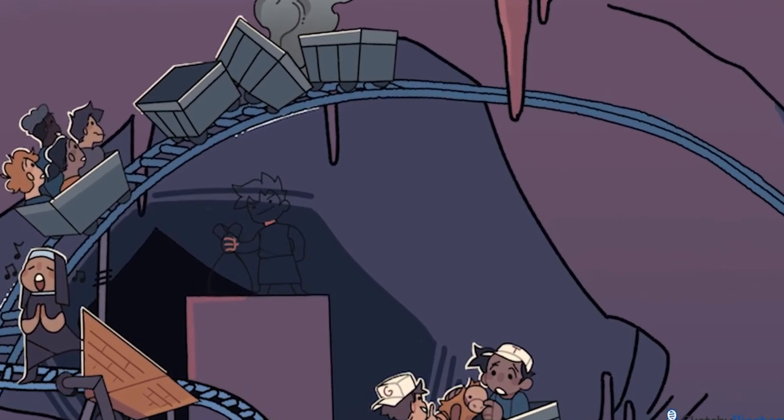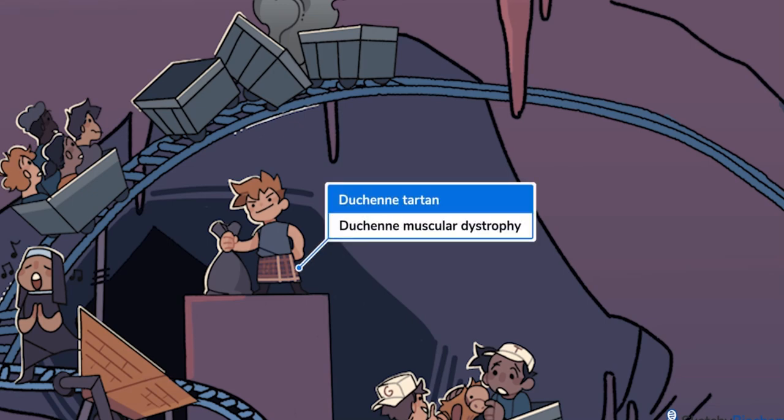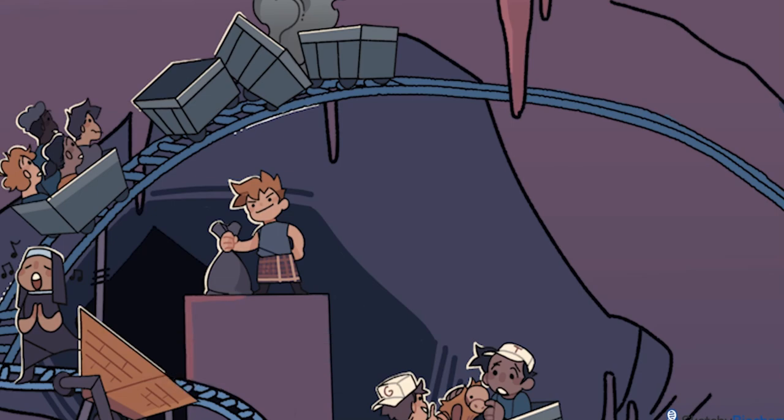So, what are some genetic disorders commonly caused by frameshift mutations? Well, here's a kid in a Scottish tartan. No, being Scottish isn't the mutation. A Scottish tartan is the usual garb of the Duchenne clan, and our symbol for Duchenne muscular dystrophy. And what's he carrying? Looks like a whole frickin' sack of stolen track parts. Just another day at Scrutchyland, riding the rides and doing the crimes. This sack is our symbol for Tay-Sachs disease, another genetic disorder resulting from a frameshift mutation.